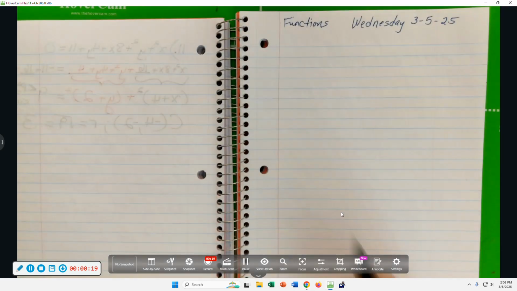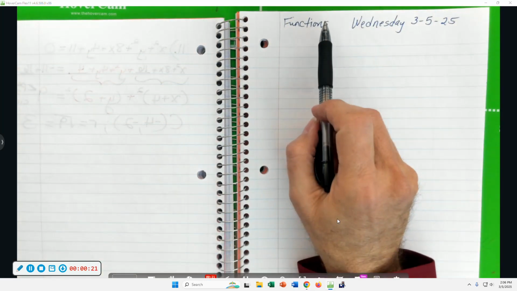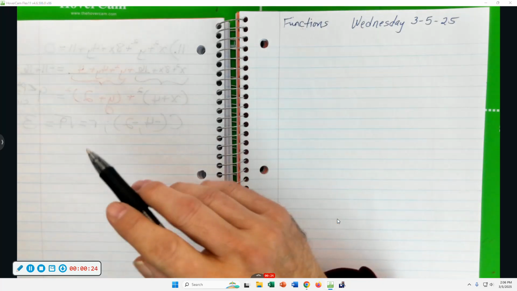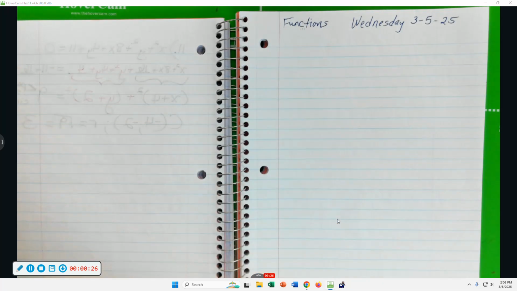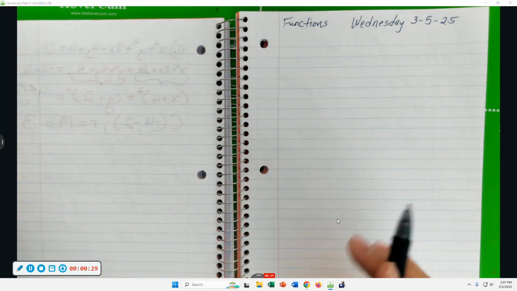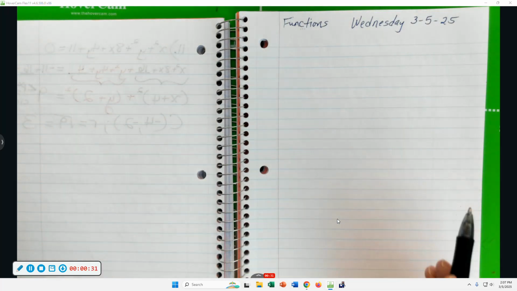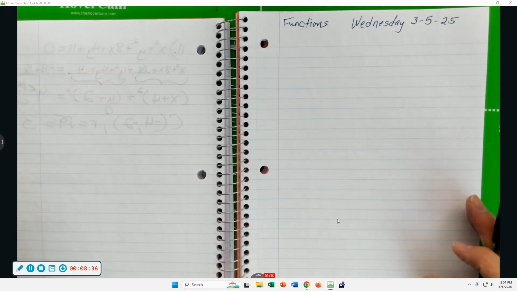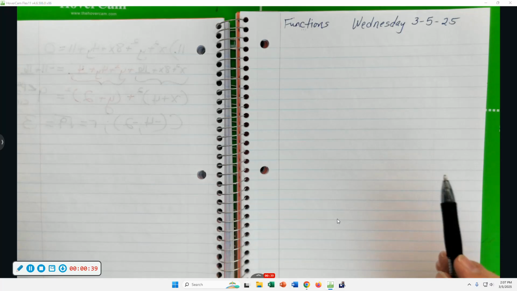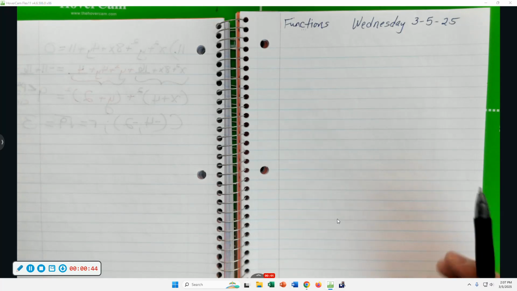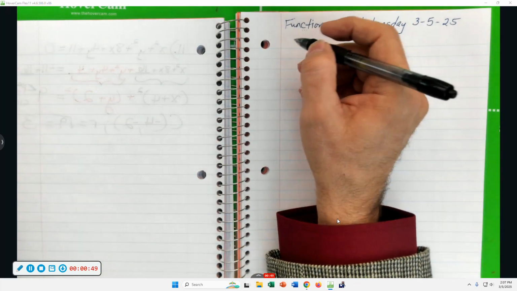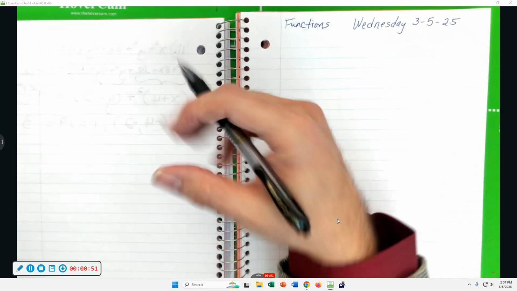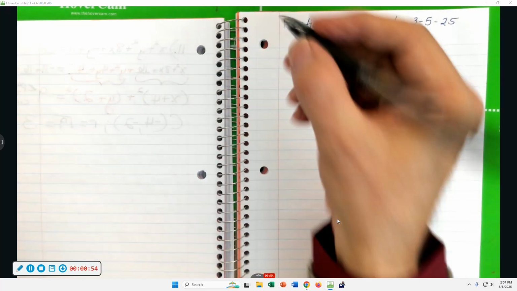I'm going to define something called functions. And once we make the definition of a function, for the rest of the semester, that's all we're going to be talking about: functions, functions, functions. Every other math class after this deals with functions. Trigonometry is the study of either 3 or 6 trigonometric functions. I'm saying 3 or 6 because it's really just 3 functions and their reciprocals.